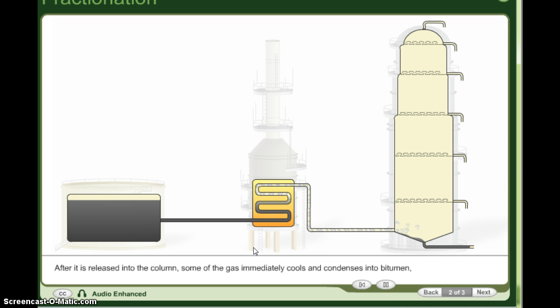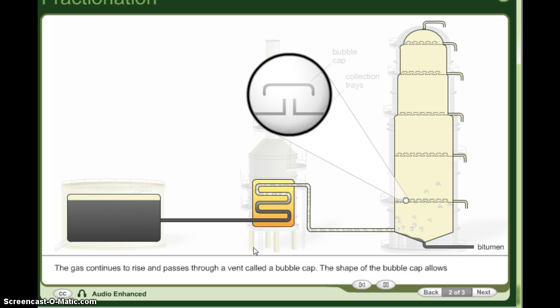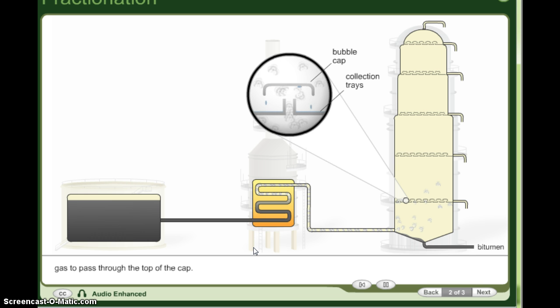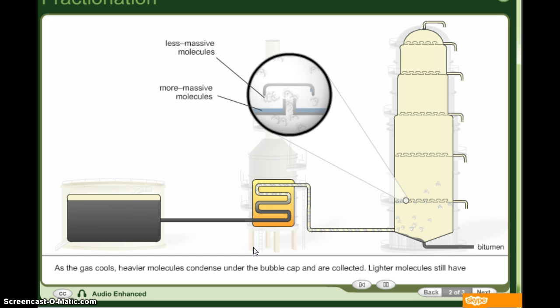After it is released into the column, some of the gas immediately cools and condenses into bitumen, a material used in asphalt and tar. The gas continues to rise and pass through a vent called a bubble cap. The shape of the bubble cap allows gas to pass through the top of the cap. As the gas cools, heavier molecules condense under the bubble cap and are collected. Lighter molecules still have enough energy to rise and move up to the next level.